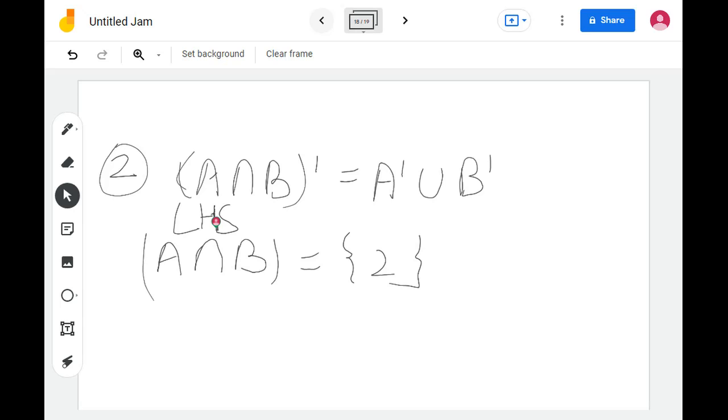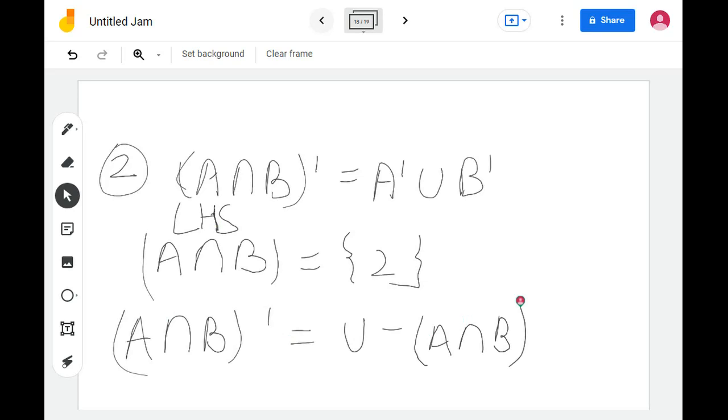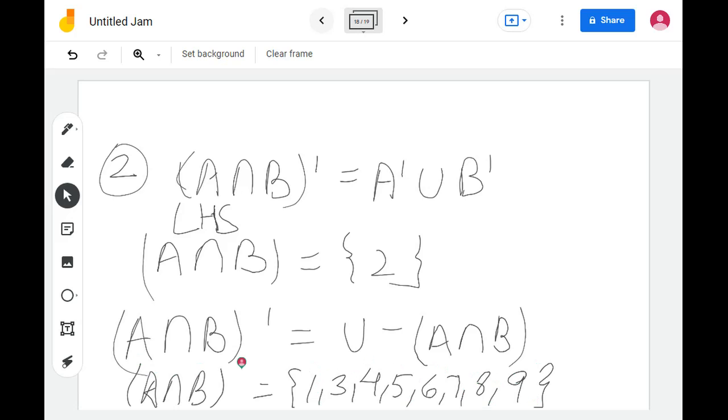Now A intersection of B complement is equal to union minus A intersection with B. Okay, union minus A intersection B, so what we get is 1, 3, 4, 5, 6, 7, 8 and 9. This is A intersection with B complement. Okay.